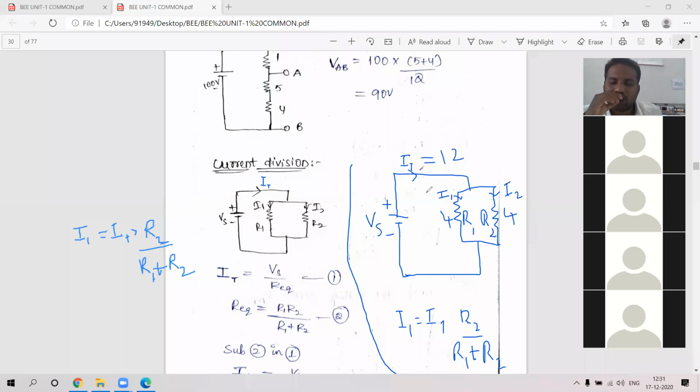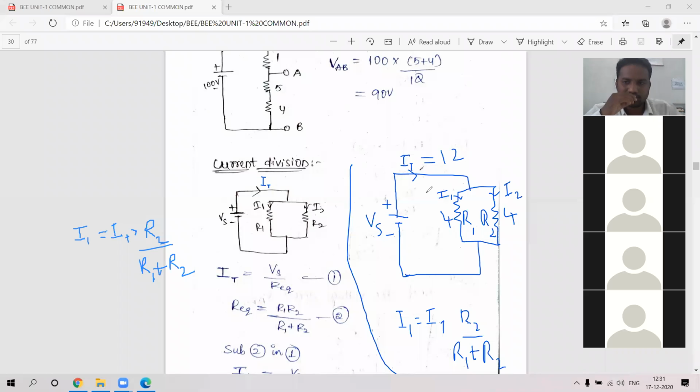I am taking two resistors of equal value. If I consider two resistors of equal value, what will be the current? Because voltage is the same and resistors are the same, will the current be the same or not? If same resistors are taken, will the current divide equally or differently? Tell me.